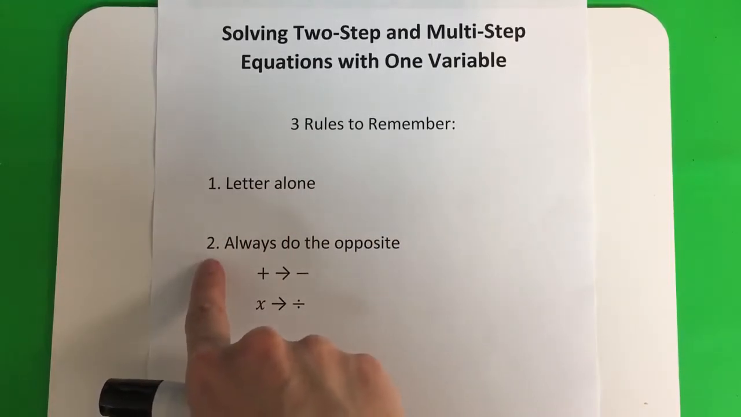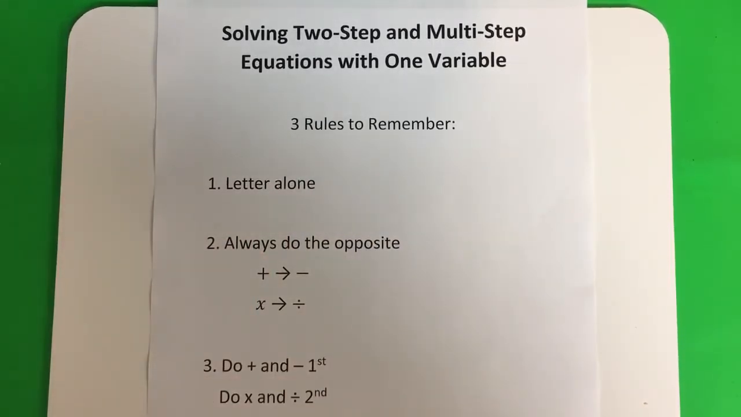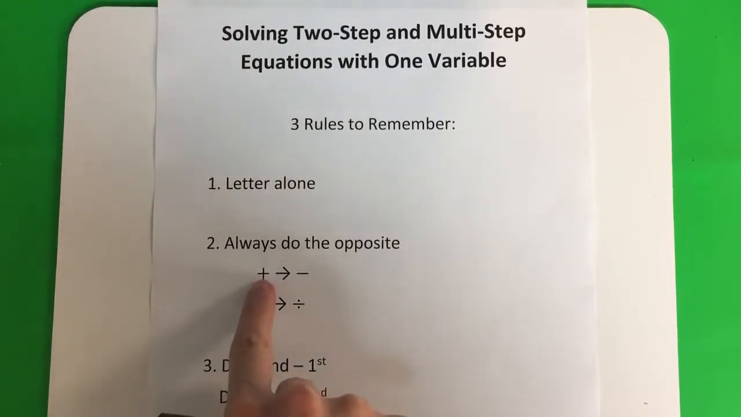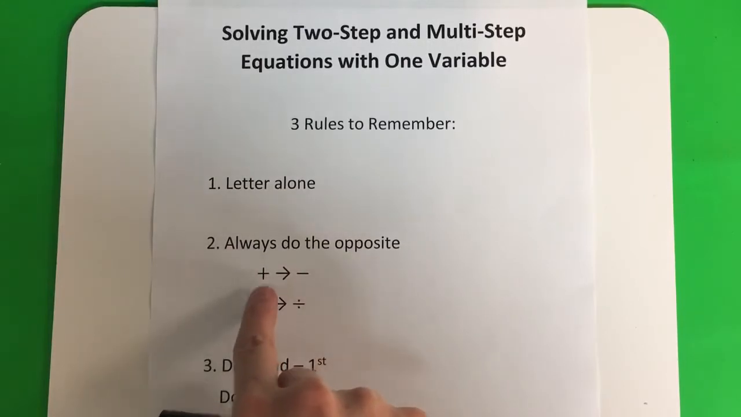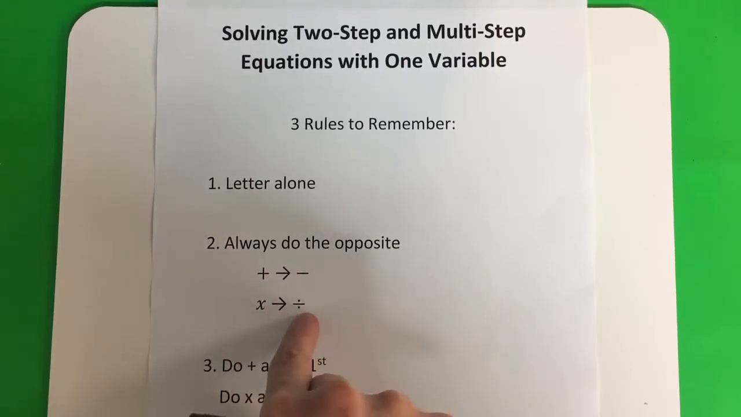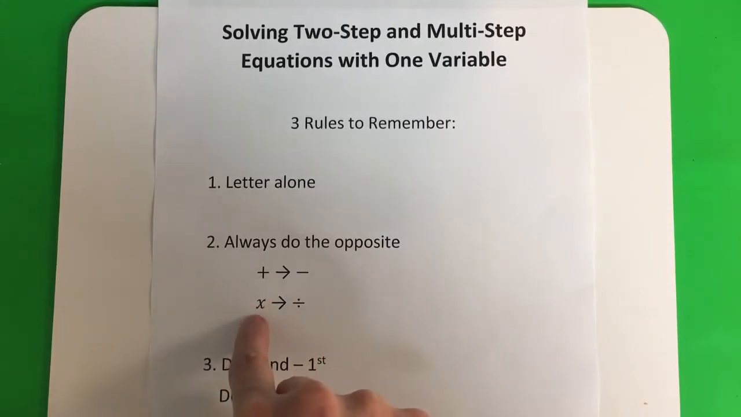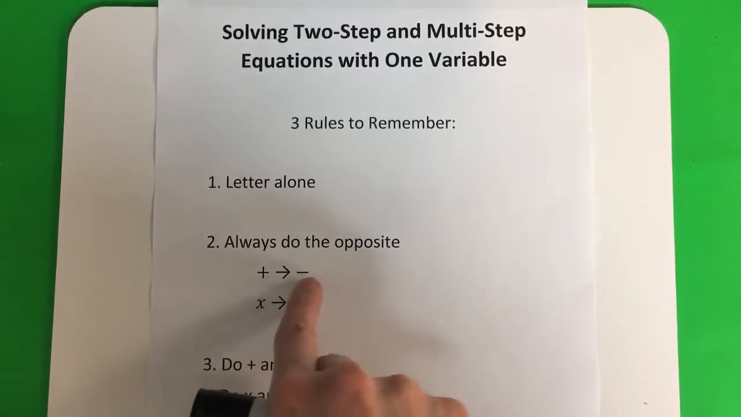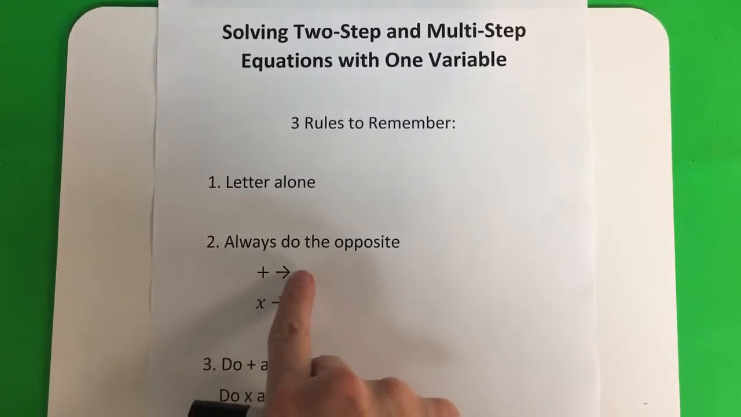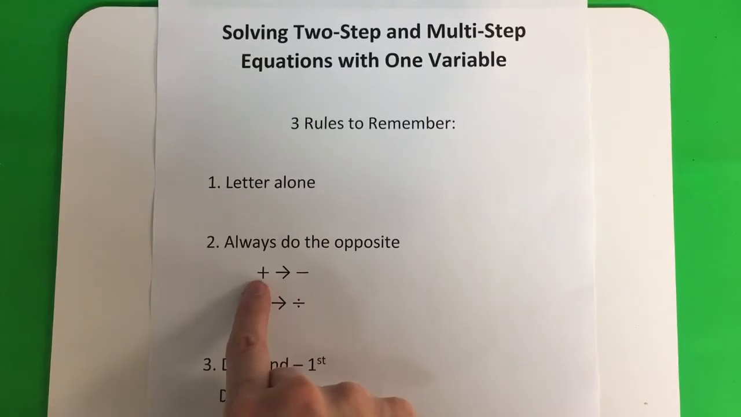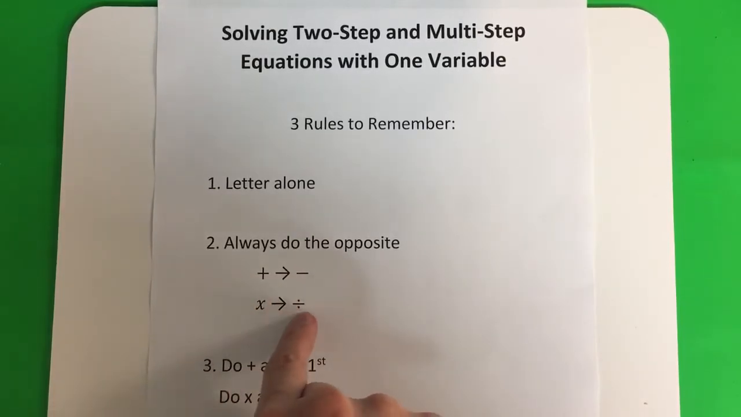Rule number two, you need to always do the opposite. The opposite of plus is minus. The opposite of minus is plus. The opposite of multiply is divide, and the opposite of divide is multiply. So addition and subtraction are opposites, and multiplication and division are opposites. One more time: plus is the opposite of minus, minus is the opposite of plus, multiply is the opposite of divide, and divide is the opposite of multiply.